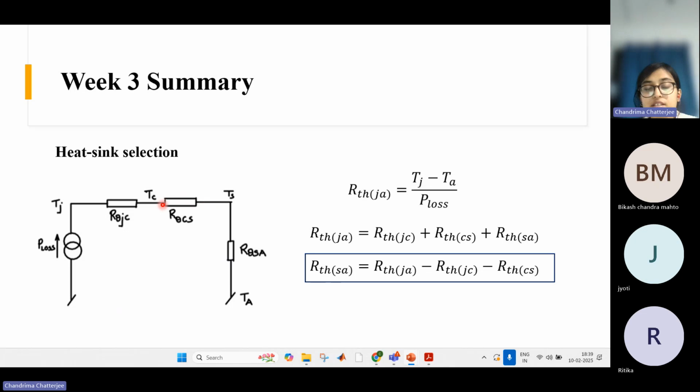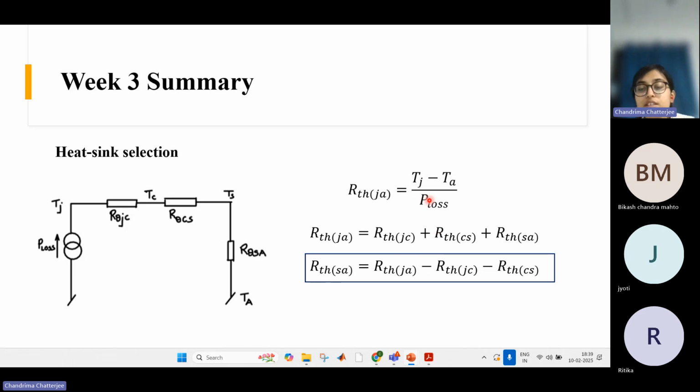There is another resistance which is case to sink, case to heat sink basically. Then you have this node, which is the heat sink temperature. Then again you have another R theta, which is sink to ambient. So there are these three resistances.